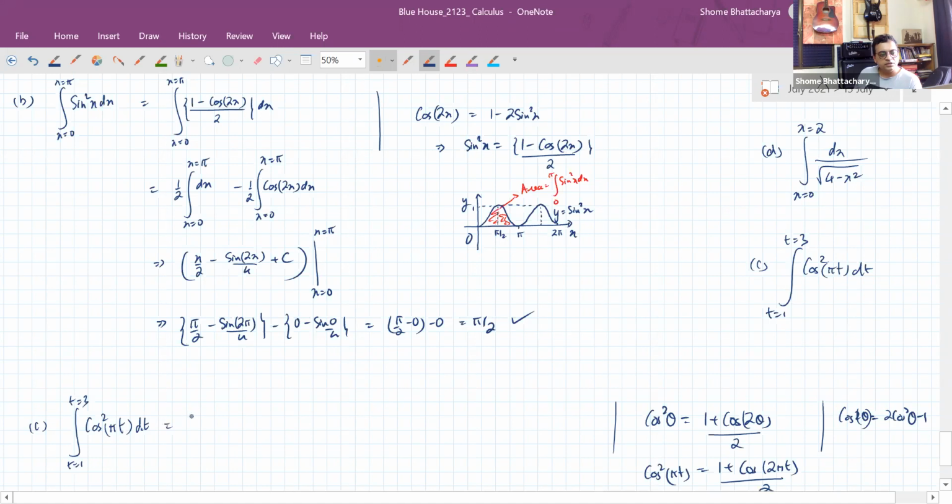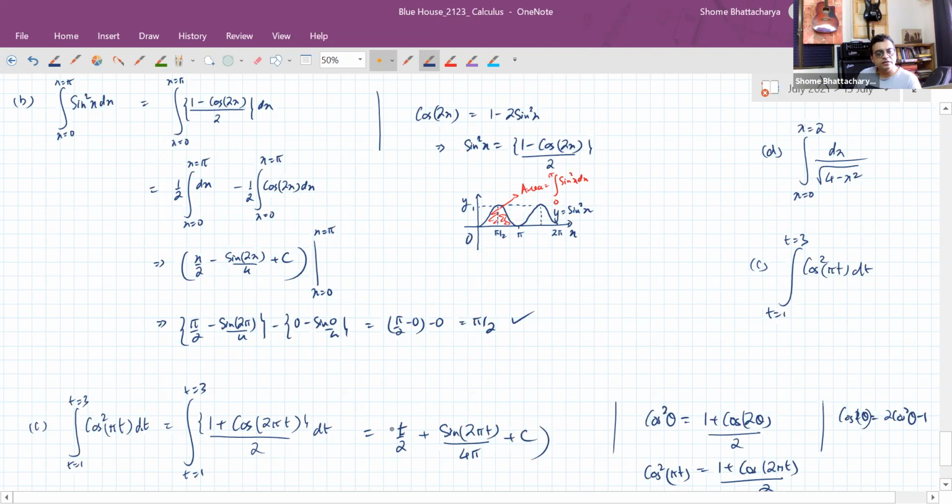Right, so the next step, we just expand this. This becomes 1 plus cos of double of what was here, pi t. So 2 pi t, the whole thing divided by 2 dt. I'm going to skip one step and do the integration directly. So we have 1 by 2 as the first term. Its integration with respect to t will become t by 2. And then we have 1 by 2 outside and cos 2 pi t. So its integration will become sine 2 pi t divided by 2 pi. And there was one extra 2 outside.